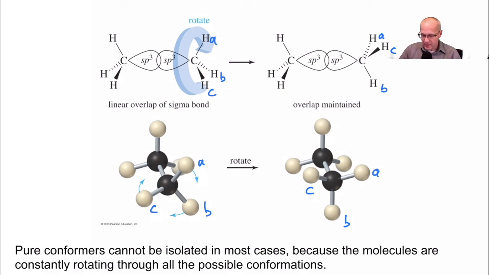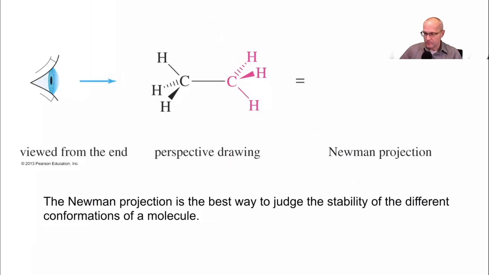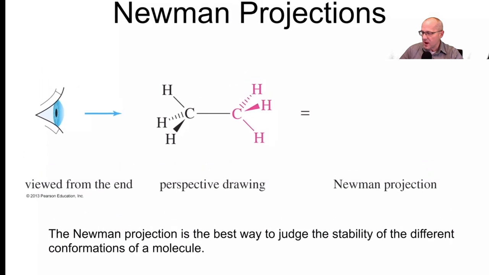Now, pure conformations cannot be isolated because they're happening too fast and there's no way to stop it. The molecules are constantly rotating all the time. They're always moving. These conformations are generally depicted using what's called a Newman projection. Here's how you draw them. First of all, we're going to take it from the perspective of this bond right here, so we're looking straight into this carbon, straight into this bond.